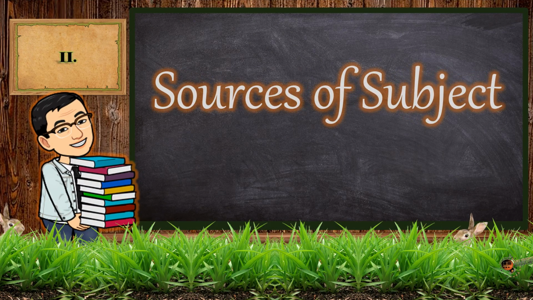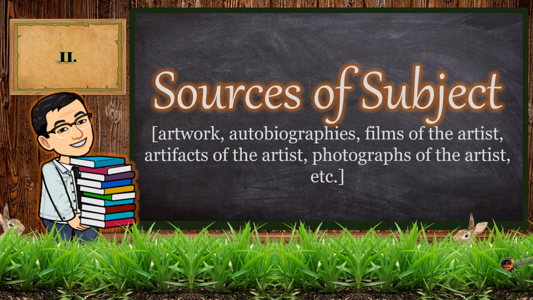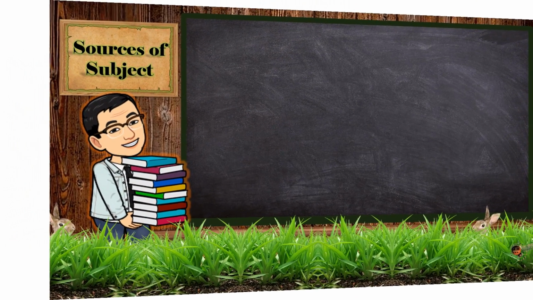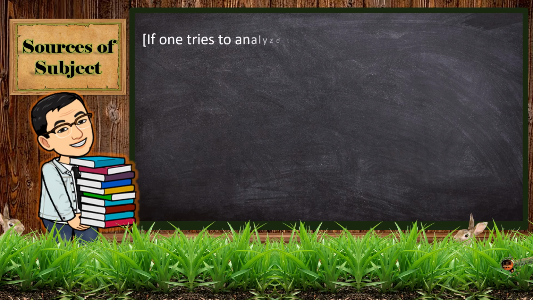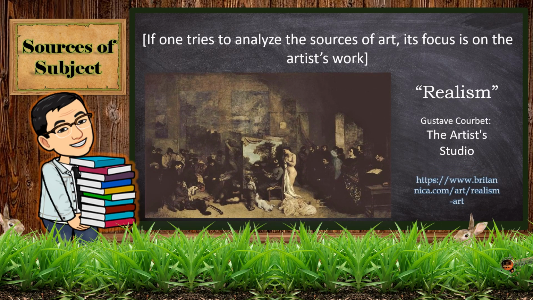The sources of subject. Sources in art may take any form, such as artwork, autobiographies, films of the artist, artifacts of the artist, photographs of the artist, etc. If one tries to analyze the sources of art, its focus is on the artist's work. Why? Precisely because it is original. Primarily, the artist's work is informative, in such a way that the perceiver is obligated to think critically about such artwork.